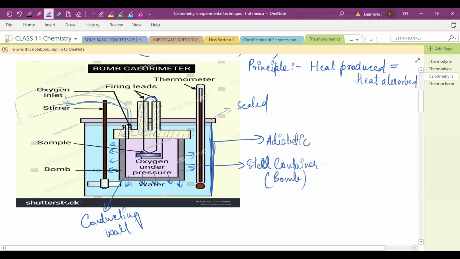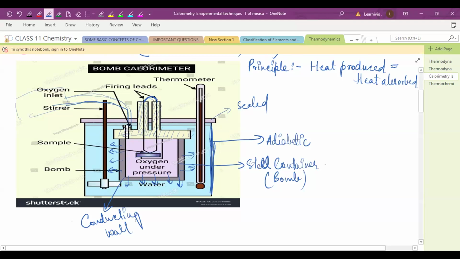And why do you put the stirrer? What is the use of the stirrer over here? To mix the water properly, so that heat will be transferred throughout the water. So that the heat transfers to all of the water, we put the stirrer over here.